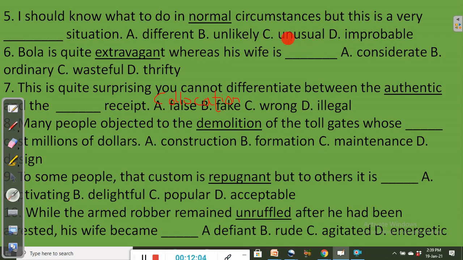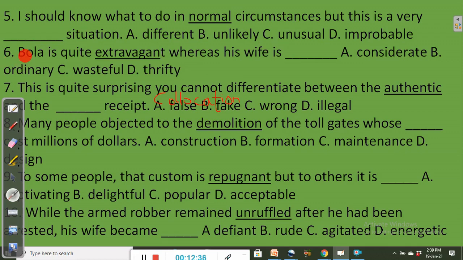When something is unusual, it is strange or abnormal, which of course is the opposite of normal. And we can also talk of unusual situation. And don't forget, we are talking of circumstances and situation, so other options would not fit in quite well in that context.